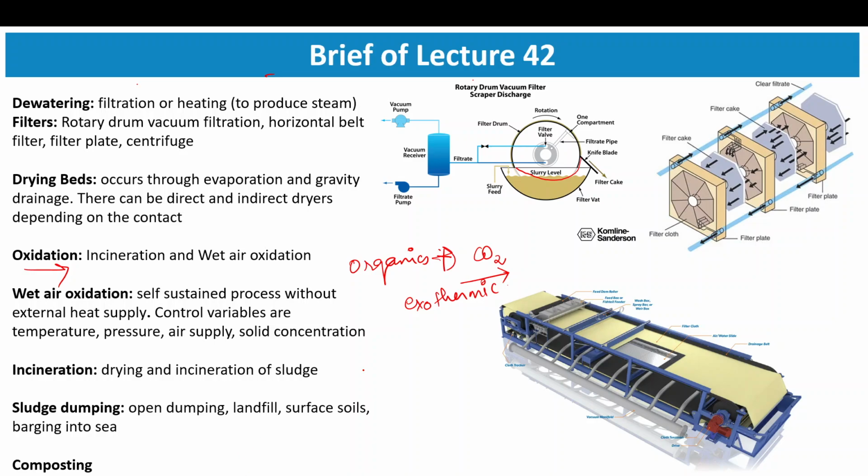Now, once the sludge has been dewatered, it has undergone oxidation to remove all the organics also, and it is in its dry form. Whatever remaining is there, we need to dump it or dispose of it. So disposal or dumping of sludge can be made in various ways. Now, open dumping is not an advisable form because the atmosphere will be in constant contact with it. So it is not good advice.